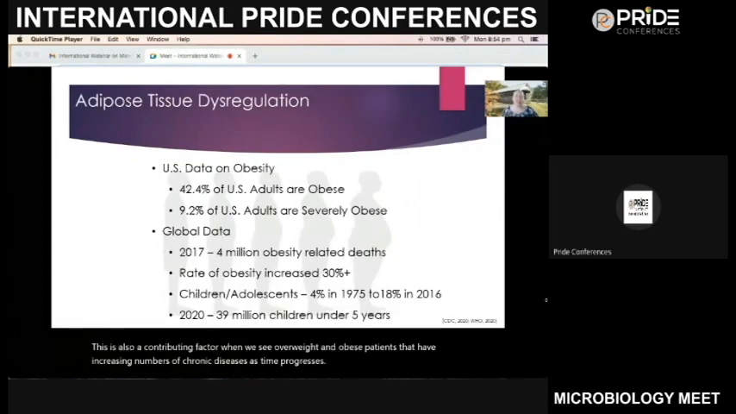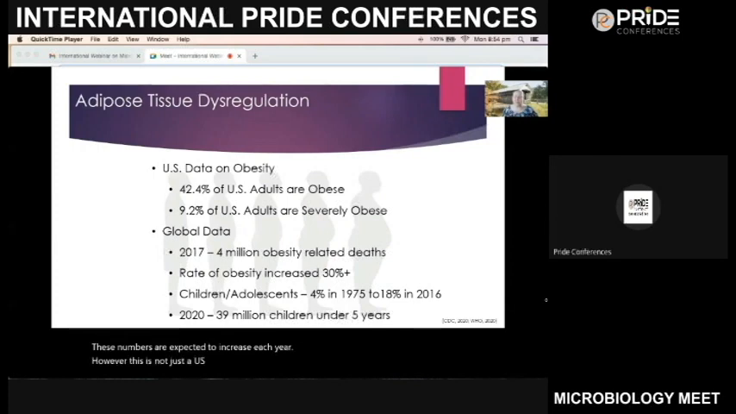According to the Centers for Disease Control in the United States, nearly half of all U.S. adults are considered obese with a BMI of 30 or higher. 9.2% of all U.S. adults are considered severely obese with a BMI of 40 or higher. These numbers are expected to increase each year. However, this is not just a U.S. problem.